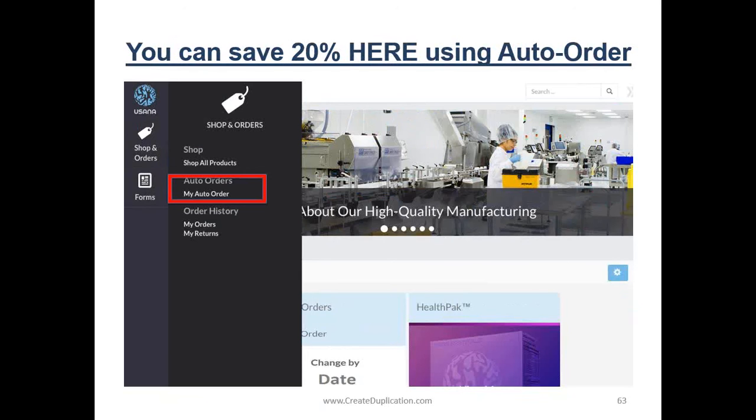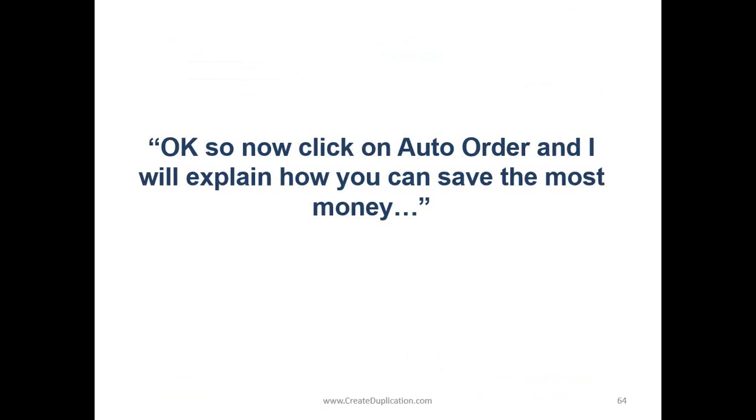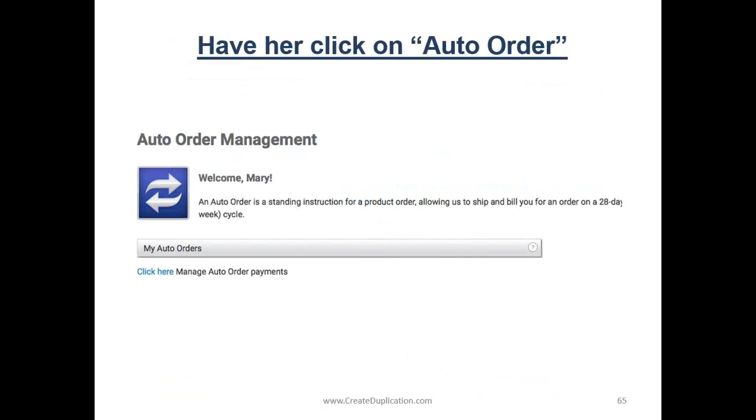Okay, so here's how it goes. Why don't you go ahead and click on it, Marianne? So she clicks on it. Okay. So now click on auto order. I will explain how to save you the most money. So now I'm having her do it. She's clicking on it, and first thing you're going to see is the auto order management page.